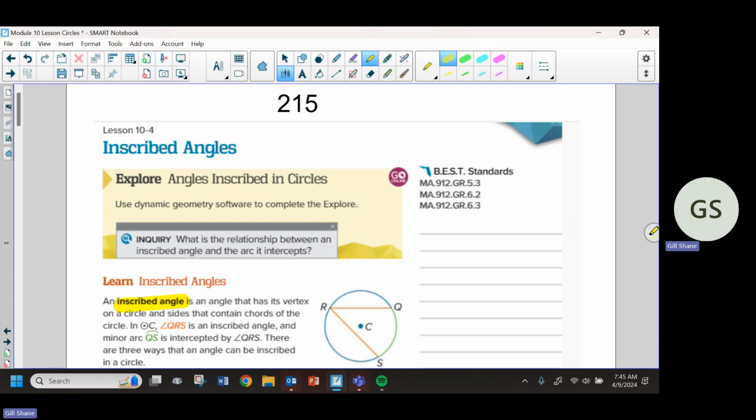So they've got a picture of it here. You see the angle they're talking about would be that angle right there. That is an inscribed angle. The vertex is on the circle. And then the sides of the angle continue out and the ends of those line segments are on the circle also. So that angle, what we call QRS, remember we name an angle with three letters. We could have also called it SRQ as long as R is in the middle. We're fine on the naming. If R is the vertex of the angle, it has to be the middle letter.